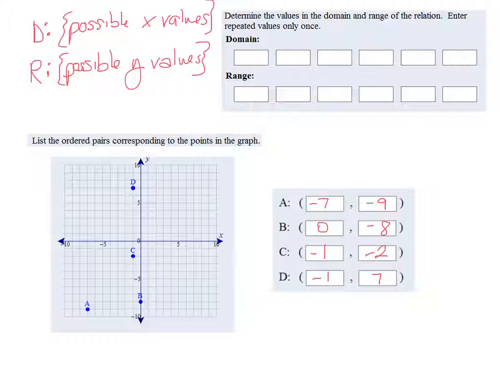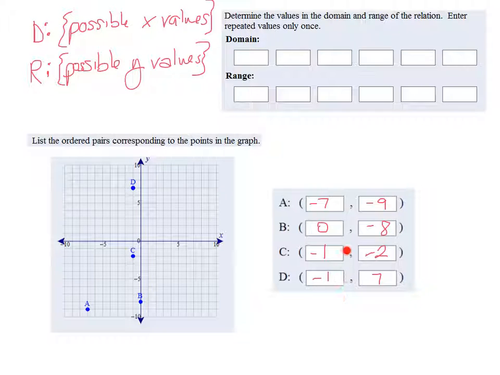Okay, so if I look at this, it's probably easiest to look at my ordered pairs that I've already listed rather than the points in the graph. Let's read real quick the directions up here. It says determine the values in the domain and range of the relation. This is important right here: enter repeated values only once. So if you ever end up with the same x value more than once or the same y value more than once, you don't actually list it more than once. These are just your possibilities.